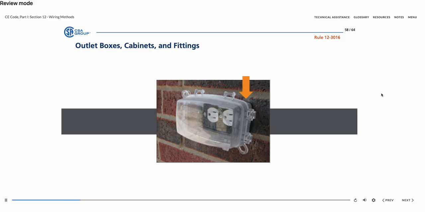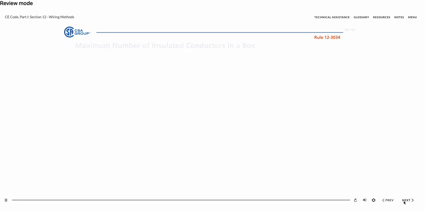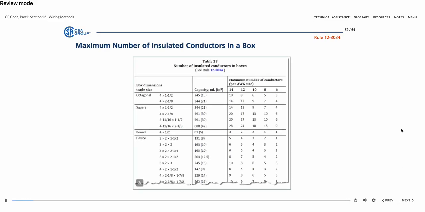Always make sure that an outlet box that requires wet location cover plates is installed in a way to ensure a seal between the outlet box and the cover. Always use the correct type of flush boxes, cabinets, and fittings. To determine the number of insulated conductors, use Table 23. There are conditions where the maximum number must be reduced.